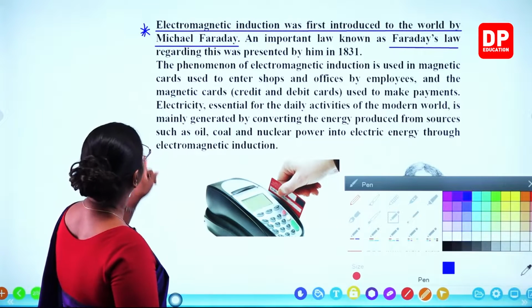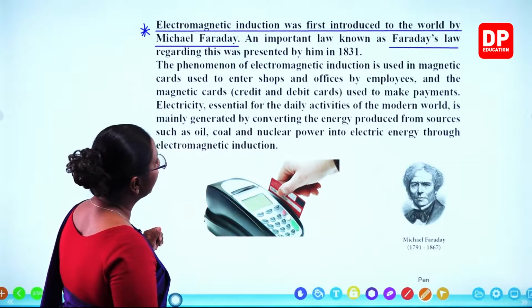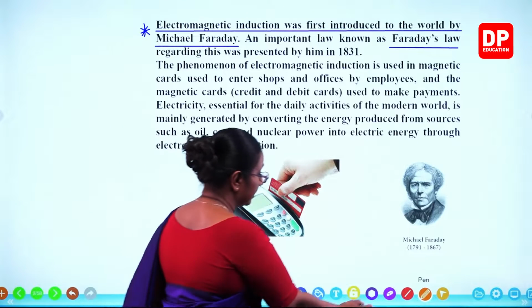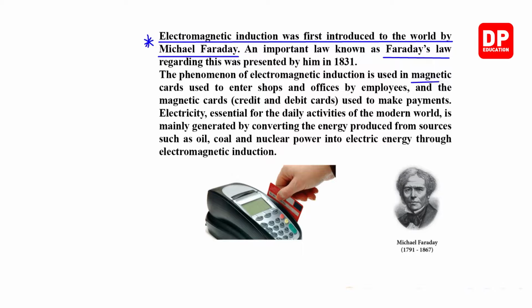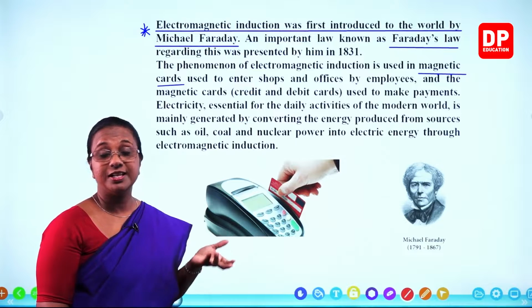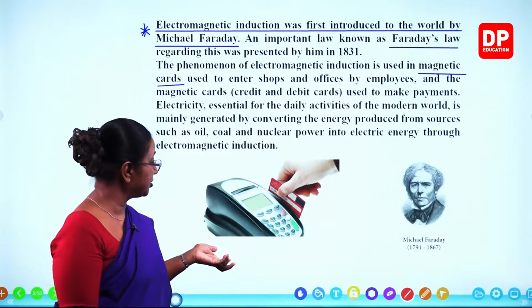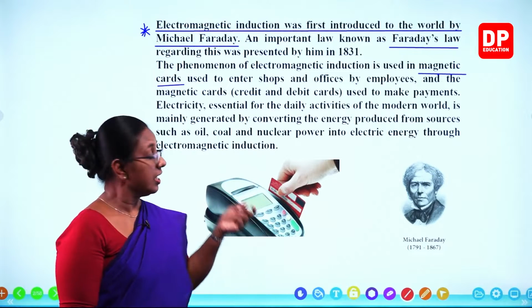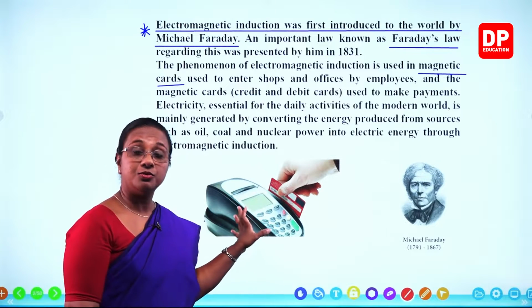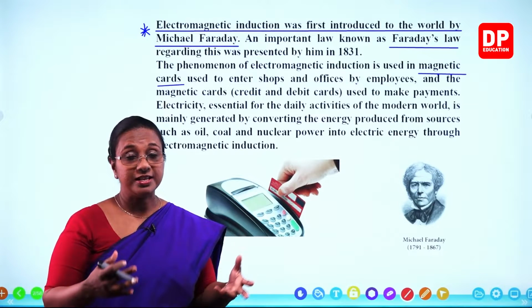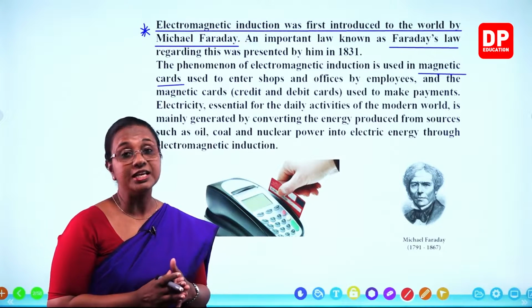Then, the phenomenon of electromagnetic induction is used in magnetic cards. So, you are familiar with magnetic cards. Here you can see this is a card machine. Normally, we call it a credit card machine or a card machine, where when you purchase goods, you just swipe the card through this machine and you can pay for your goods. So that is the basic function.